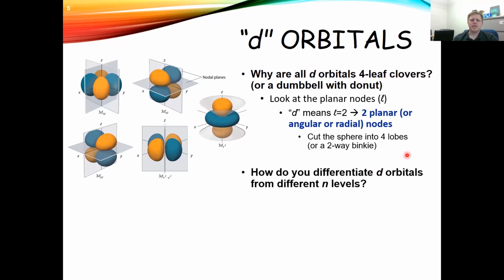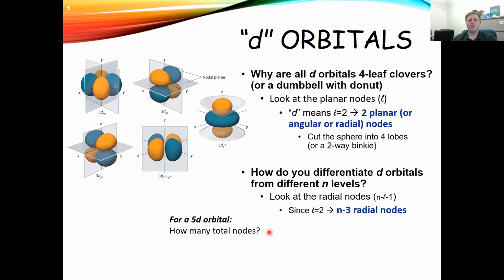Now, how do you differentiate d orbitals? The same as you do with s and p orbitals, you look for the radial nodes. And since a d orbital has an angular momentum of 2, you're going to have n-3 radial nodes. So for a 5d orbital, how many total nodes do you have? Again, you have n equals 5, and so n-1 equals 4 total nodes. How many are going to be planar? 2. Why? Because d orbitals have an L value of 2. That's the definition of a d orbital. It has an L value of 2.